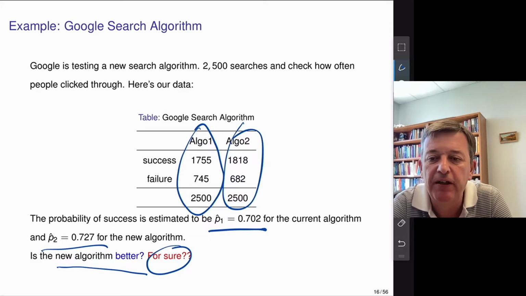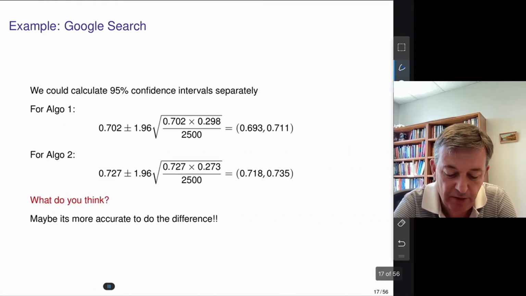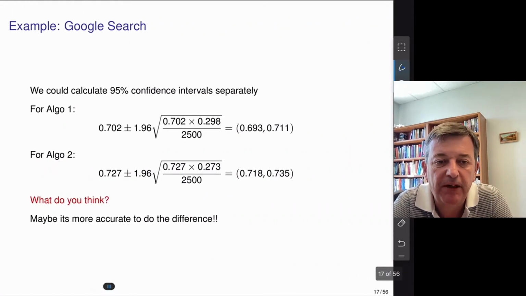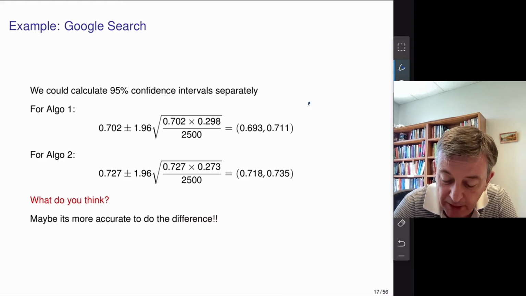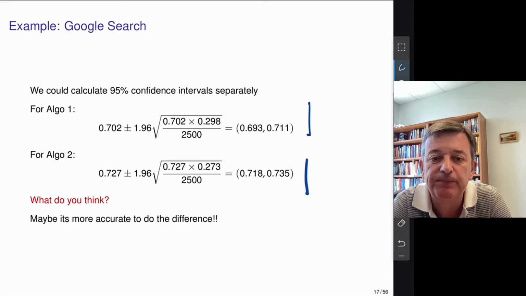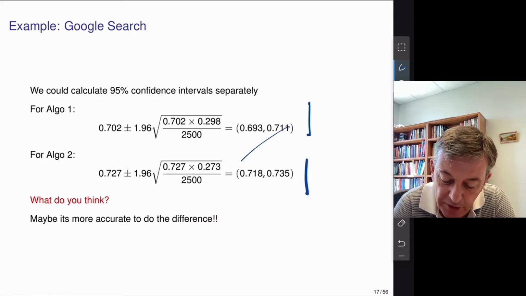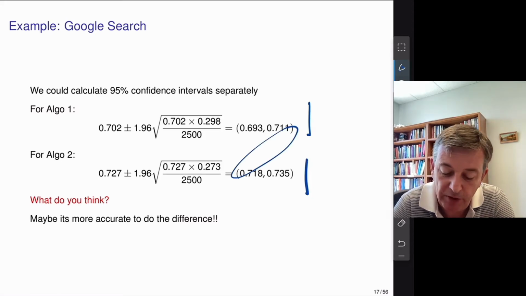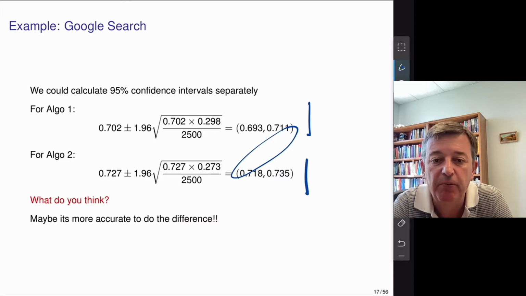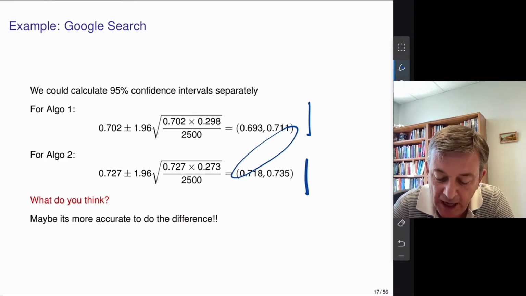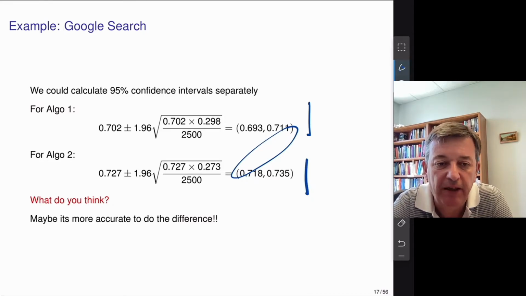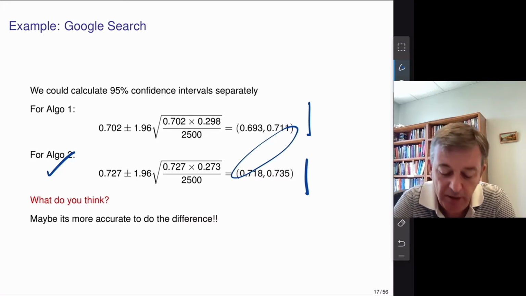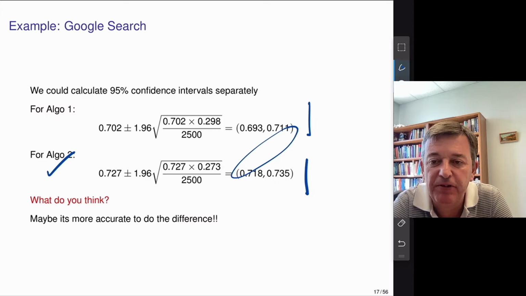And there's a couple of ways to do it. So let's start with way number one. Let's take them separately, algorithm 1 and algorithm 2, and calculate my two 95% confidence intervals. And the issue is, do these intervals overlap? The top interval goes from 0.693 to 0.711. The next one goes from 0.718 to 0.735. So it's incredibly close, and they don't overlap. So it looks to me as if algorithm 2, at the 95% level, is better than algorithm 1. But maybe it's slightly more accurate to do the difference.